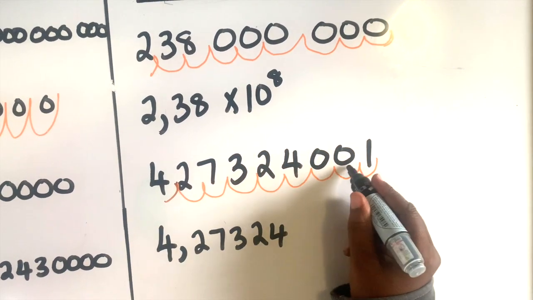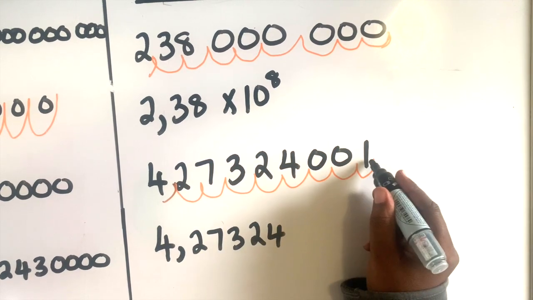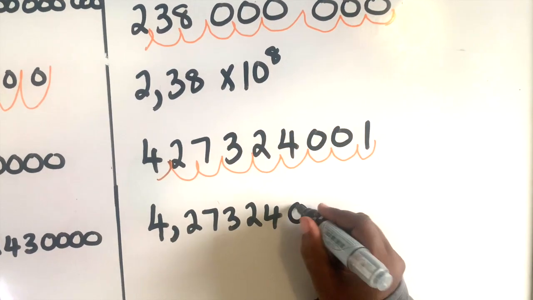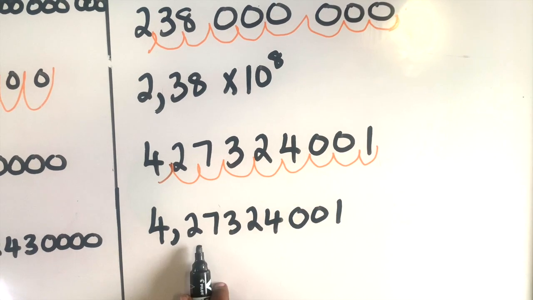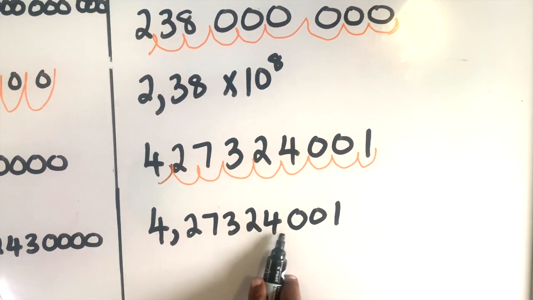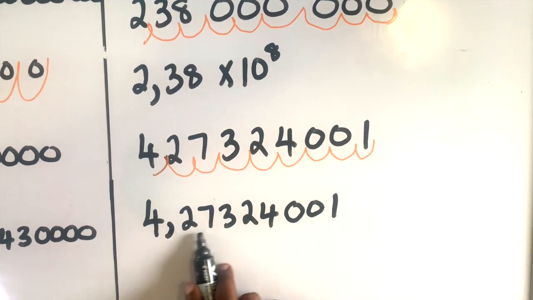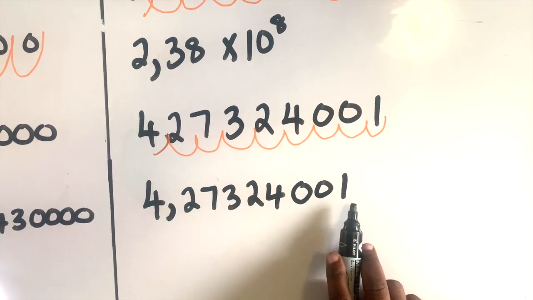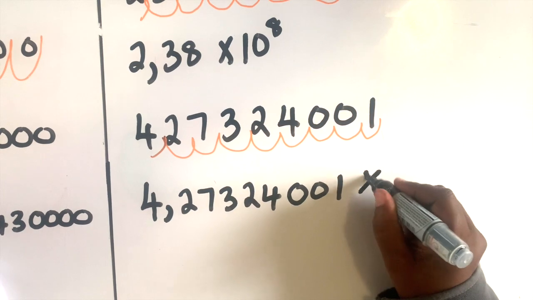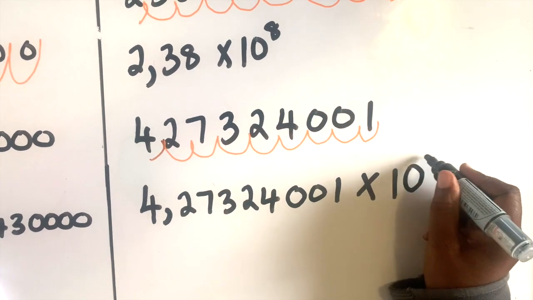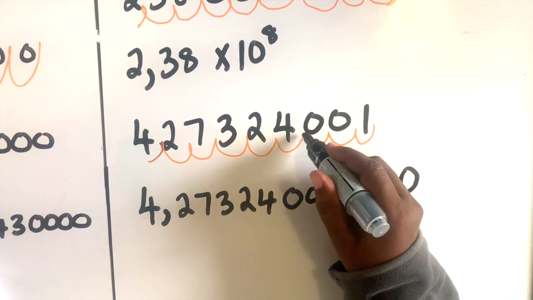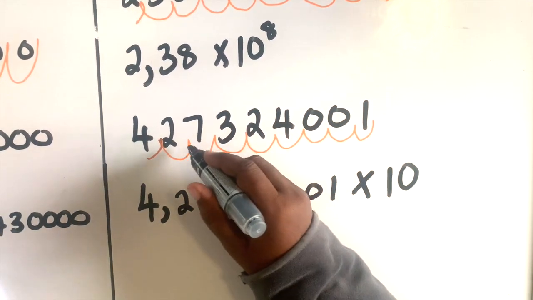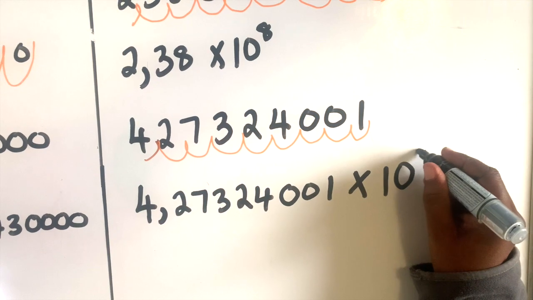4,273,24. Now, these zeros, we don't throw them away because there's a 1 after them. So it's 0, 0, 1. So your answer is like that. It's 2,273,440,001. But this number is very small. So something is missing. The missing part is times 10 exponent. How many times did you move the comma? 1, 2, 3, 4, 5, 6, 7, 8, to the power 8.